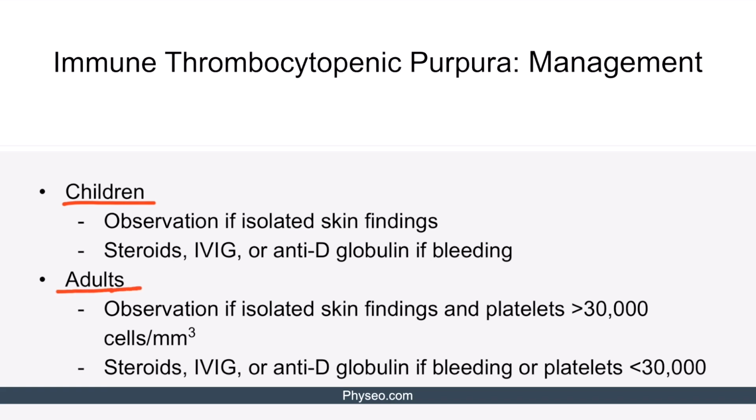In adults, we prefer observation if the patient has isolated skin findings and the platelet count is more than 30,000 cells. If there is bleeding in other organ systems, or if the platelet count is less than 30,000, then we can administer the same medications that we discussed for children.